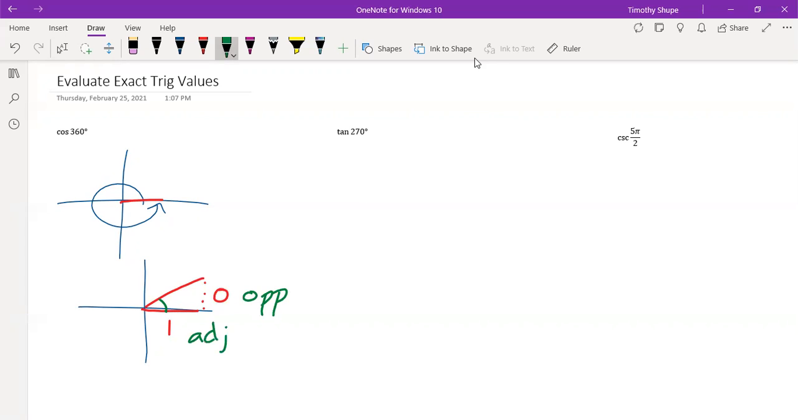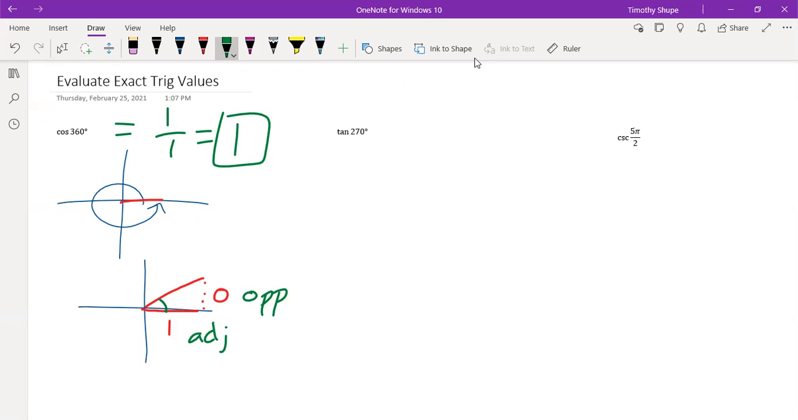Now, if I want to find the cosine, I need the adjacent over the hypotenuse. The hypotenuse is really the same thing as the adjacent here. So in our case, we're going to get a 1 over 1, which is just 1. So our cosine value of 360 degrees is 1.